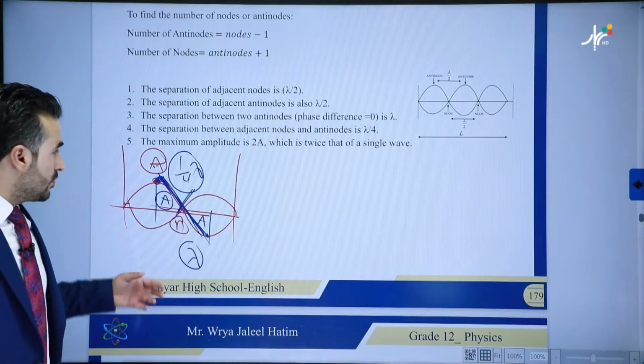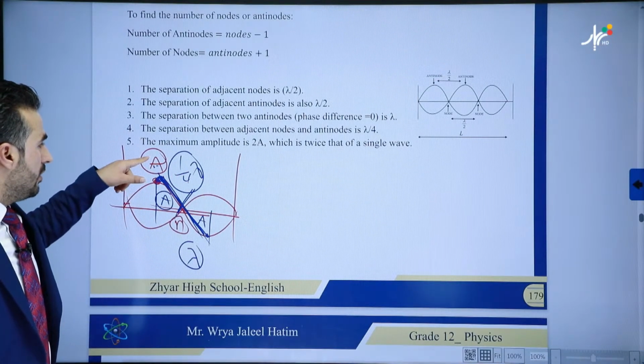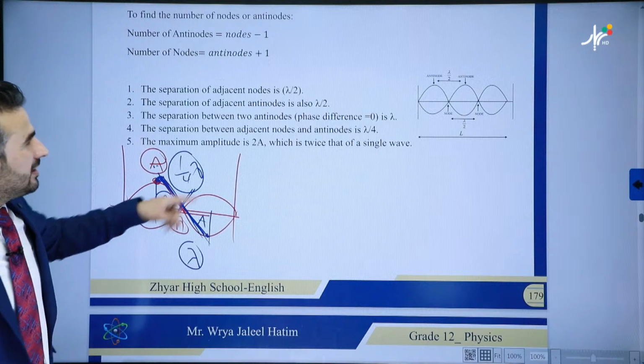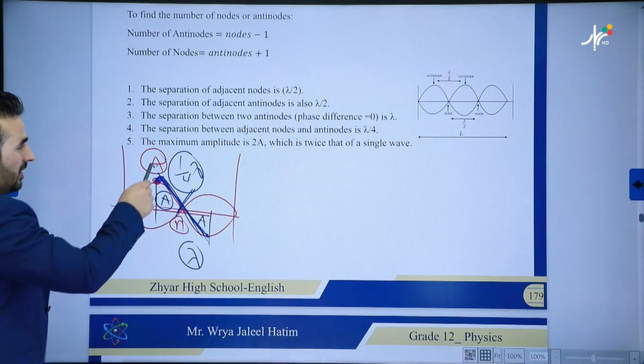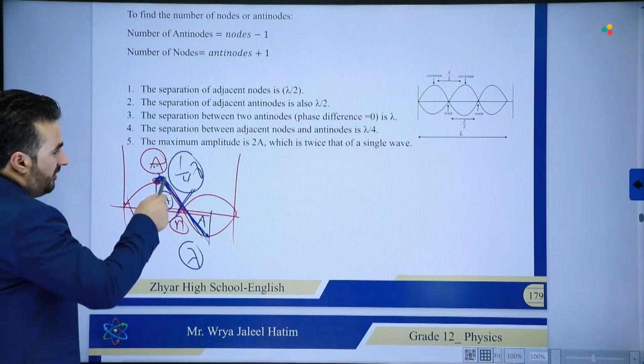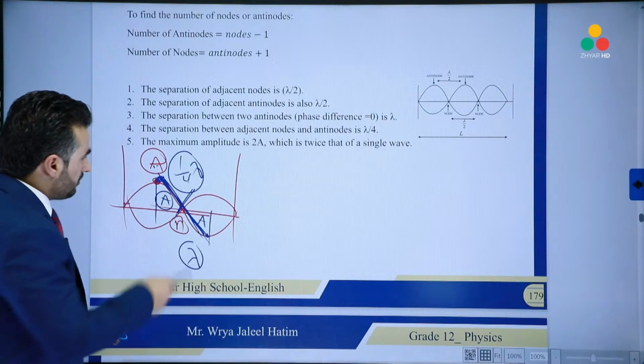But what if the distance was, for example, the distance between one node, I think I misexplained the other one, but still, the distance between, let's say, two consecutive nodes.